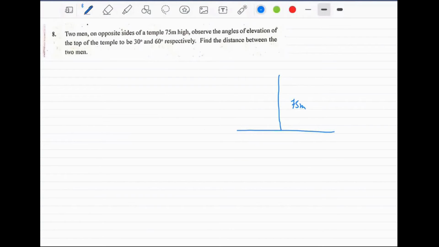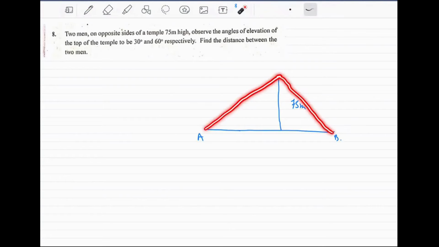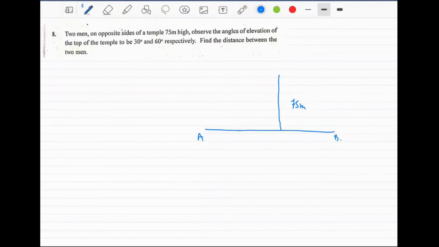Let me make this one a little longer. Okay, here is a person A, here is a person B. Both of them look up to the top of the temple like this. How much are the angle of elevation? The one a little farther away will have the smaller angle. So one finds the angle of elevation as 30 degree, the other finds the angle of elevation as 60 degree. The person who is looking up from A finds the angle of elevation to be 30. The person who is looking up from B finds the angle of elevation to be 60 degree.